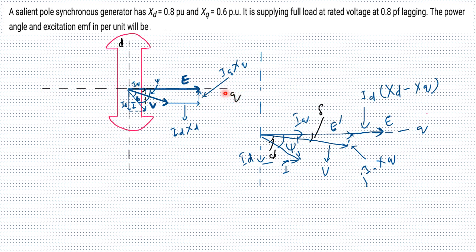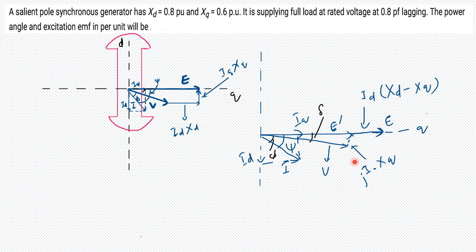So how to proceed for this kind of question? You can see a phasor here again. The angle between E and V is delta, and the angle between E and I is psi. If we are able to calculate this delta and this psi, then we can calculate the required excitation EMF and the power angle. So you can do it in two steps.